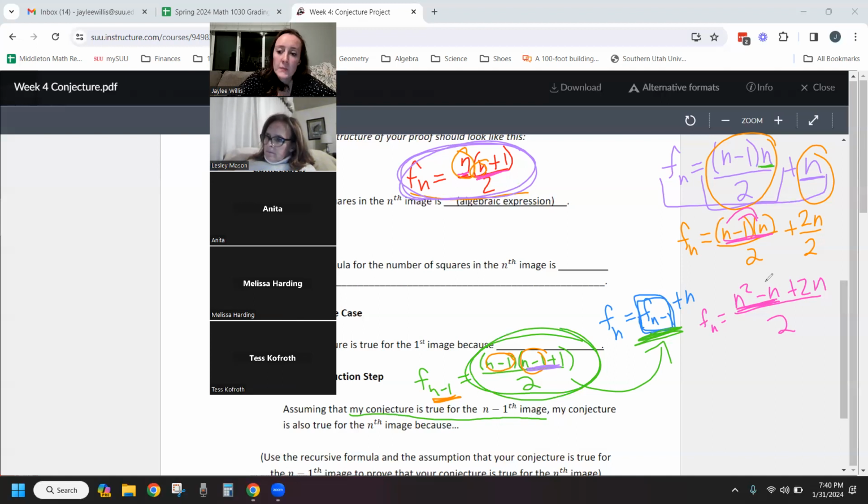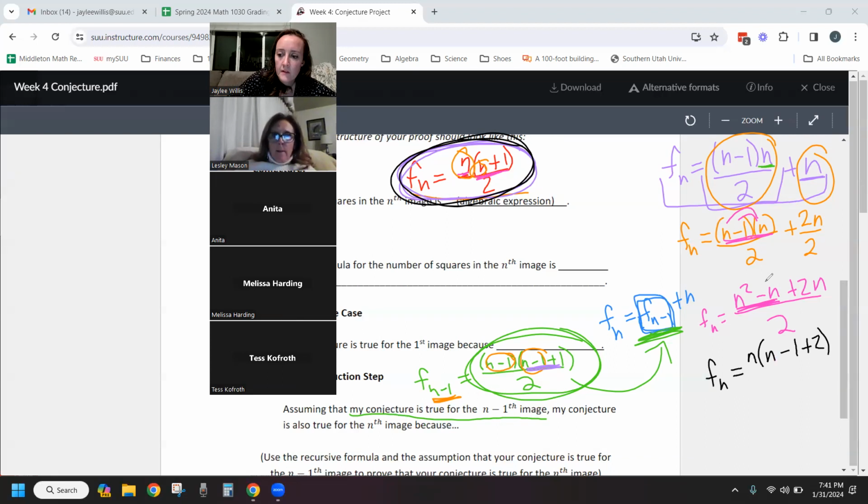Okay, so we are at this pink step right now, and our ultimate goal is to get back to our conjecture. Any ideas of how we could simplify the pink stuff to make it look like our conjecture? We'll take the n out. Okay, and you're saying take it out of everything in the top? Yeah, because then you'd leave n - 1 + 2.